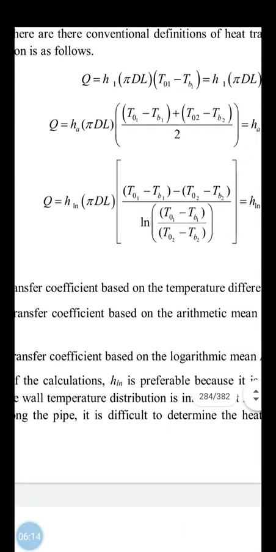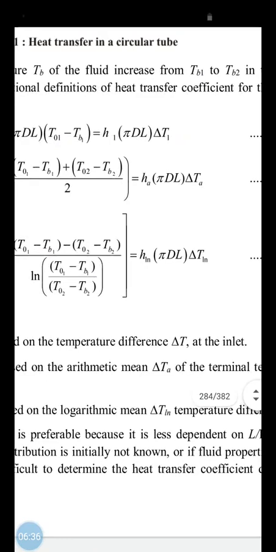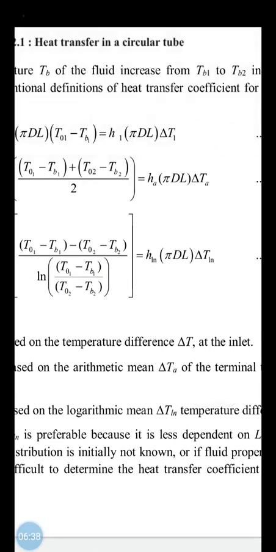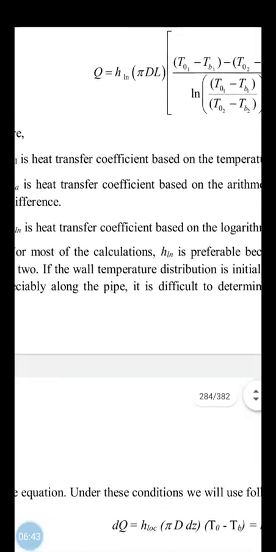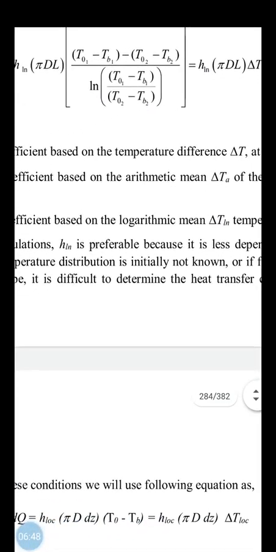The third equation defines the logarithmic heat transfer coefficient. So this is Q is equal to H ln pi dl, and it will be the difference of T01 minus TB1 minus T02 minus TB2, upon the logarithm of T01 minus TB1 over T02 minus TB2. This is written as H ln pi dl into delta T ln. So this will be the heat transfer coefficient based upon the logarithmic mean temperature difference.